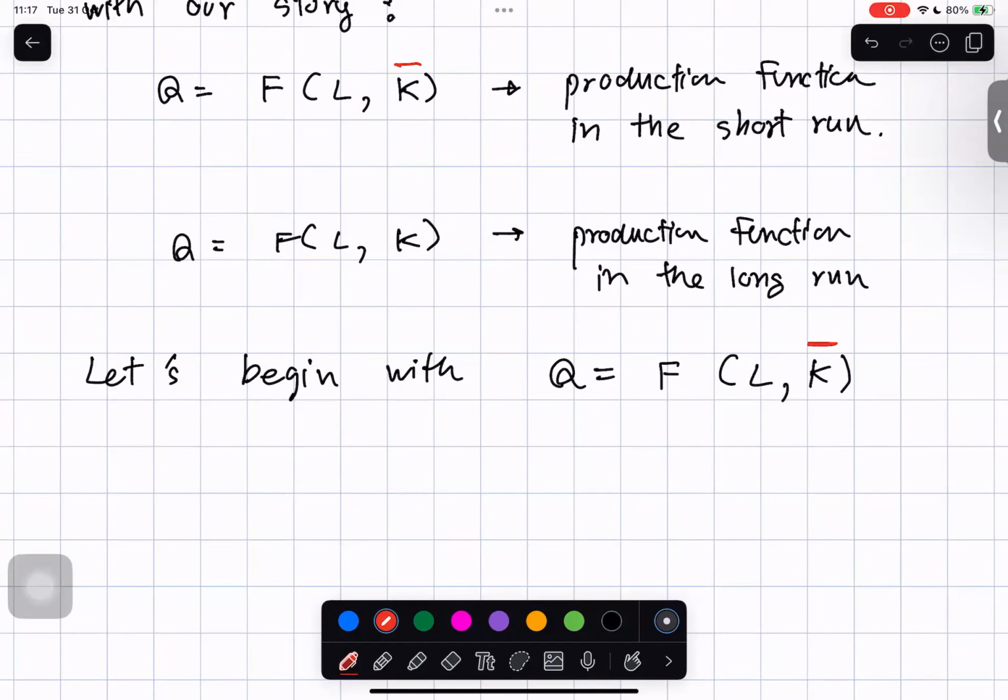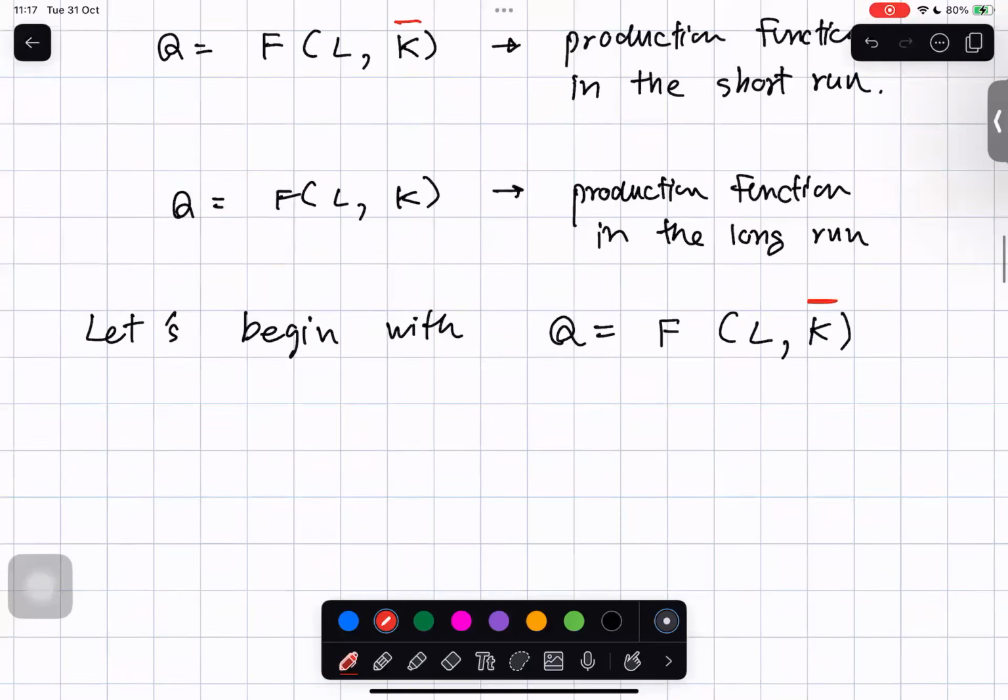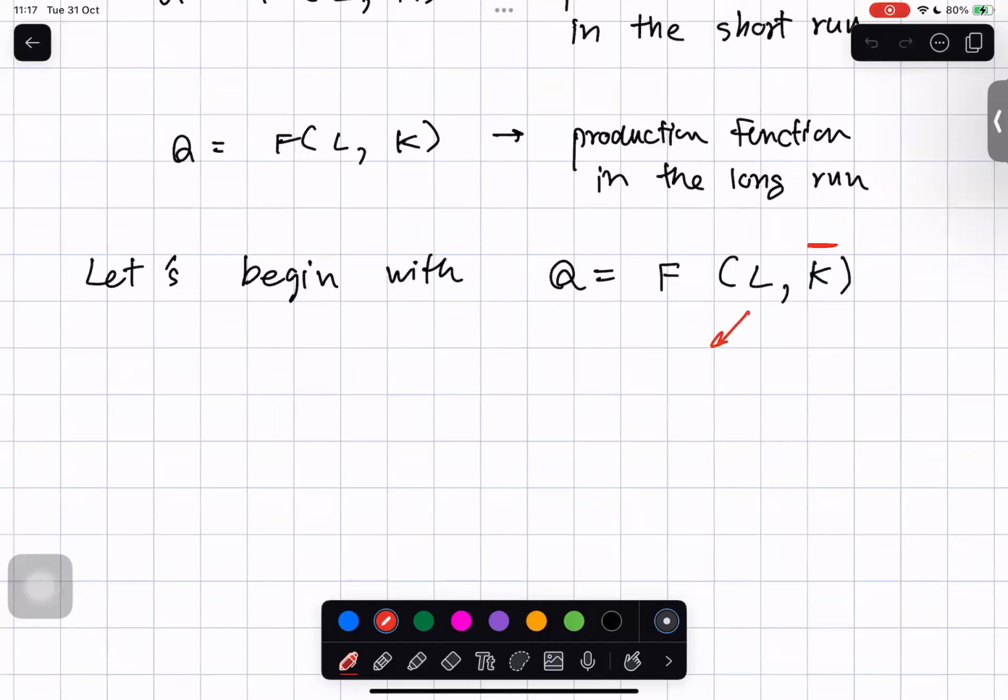Okay, let's begin with the short run production function. We produce cookies where workers are variable inputs. We can change the number of workers, L, variable inputs, and K we cannot change, we call fixed input.